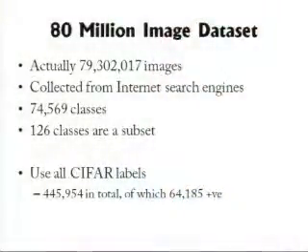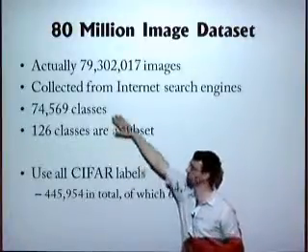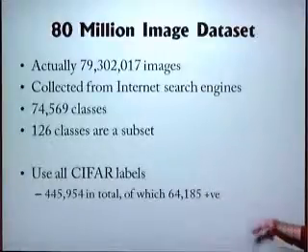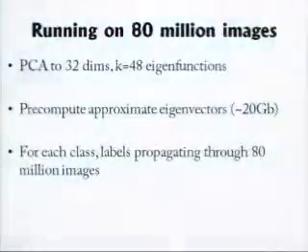So anyway, the final thing is we did run some actual results on 80 million images. It's not exactly 80 million, it's 79 million or whatever. There are about 75,000 different classes. The 126 classes I've been showing experiments on are a subset of the 75,000. And we took all the labels that CIFAR and Jeff have provided. There were about 450,000 of them, of which about 64,000 were positive. This is obviously fairly small. It's a big number, but it's fairly small in comparison to this. And what we did is to compute.